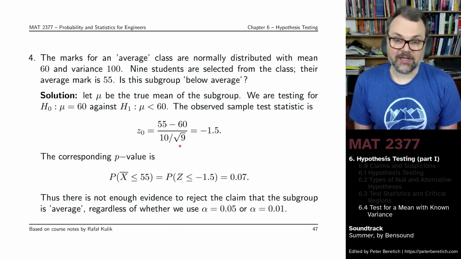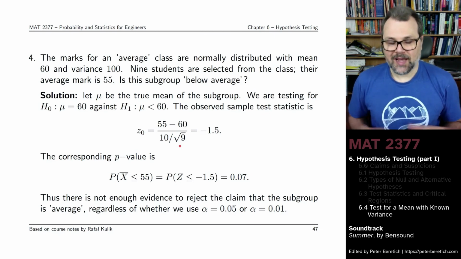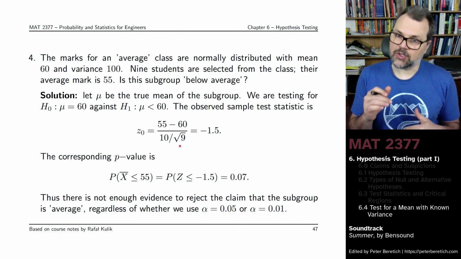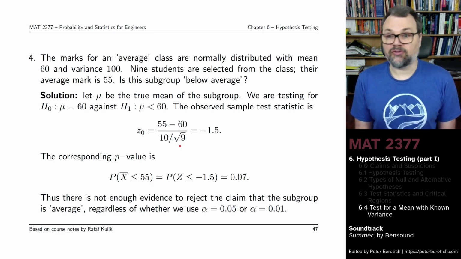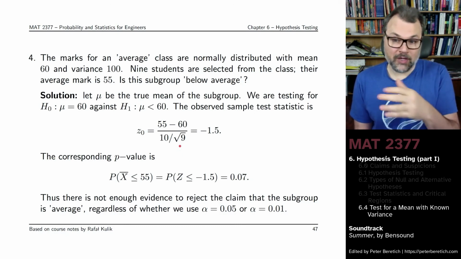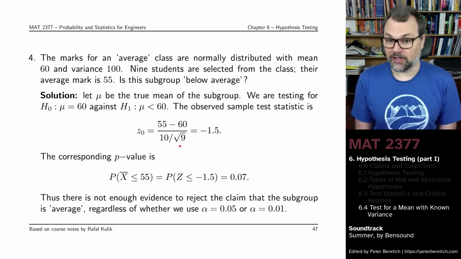I can't accept that it's below average just on the strength of this evidence, whether I use an alpha level of 5% or 1%. What's happening here is that the standard deviation is large enough and the sample size is small enough that it could just be that when I picked 9 students from my current class, I didn't pick enough of them. Or I happened to be unlucky and I picked, in my group of 9, 5 of them who were very poor and 4 who were average.